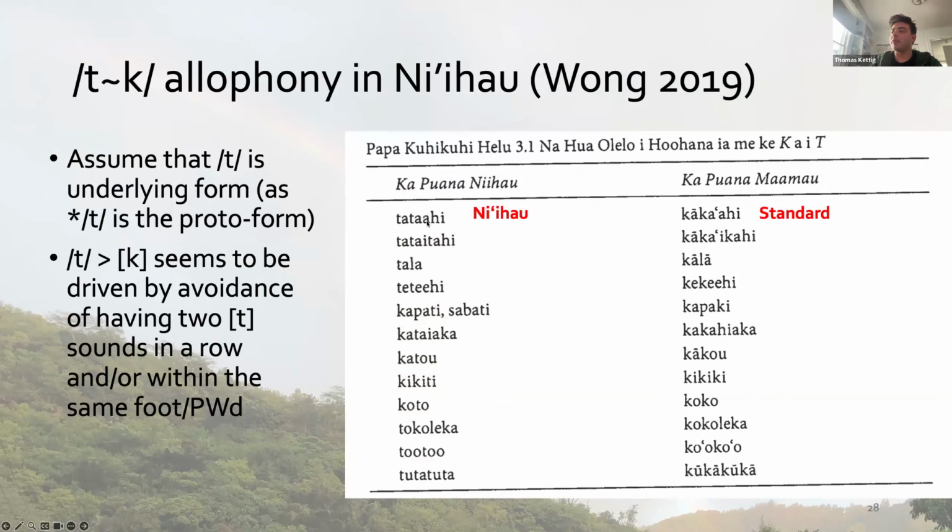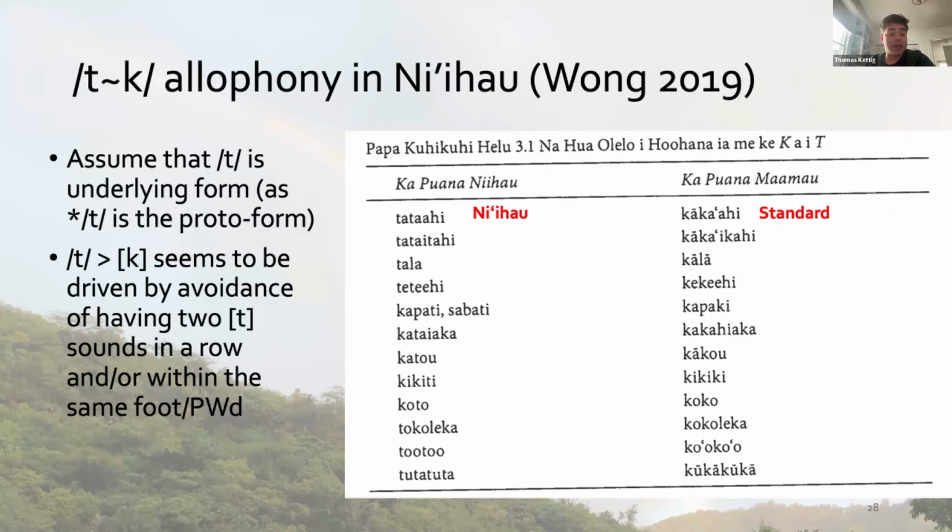And so we can see that there's lots of T's that emerge in this language, in Niihau Hawaiian, in this dialect. And we can actually assume that T is the underlying form for these speakers. T is the proto-form. T is the form that you see in Tahitian and Marquesan and Maori. So T is clearly the underlying form, the original form of this in Hawaiian, and still is for the Niihauans.